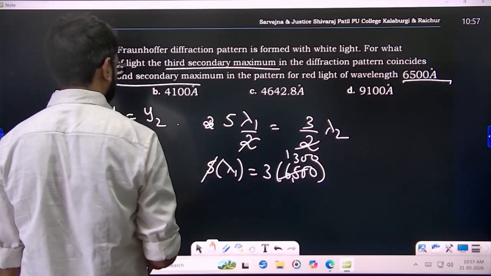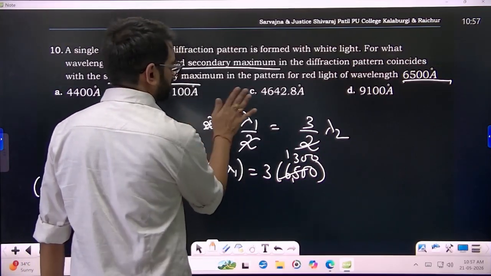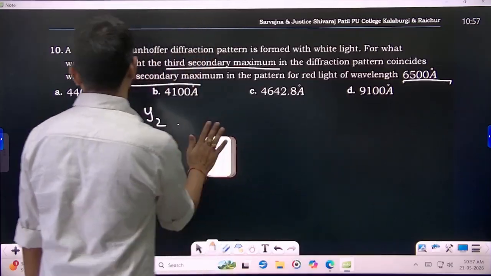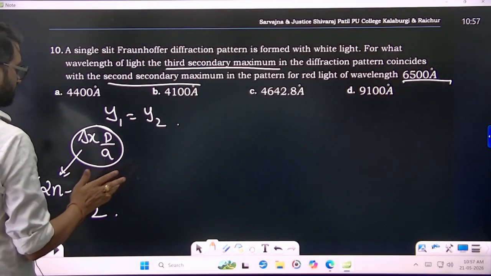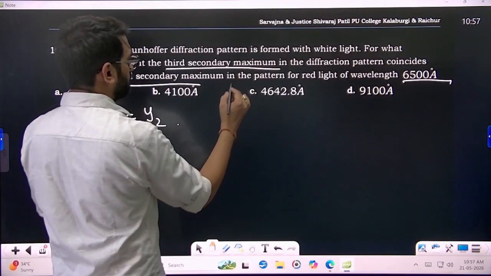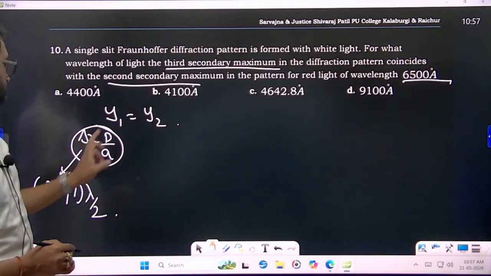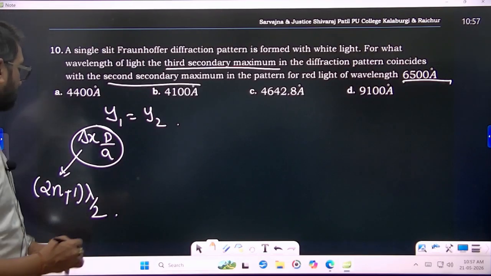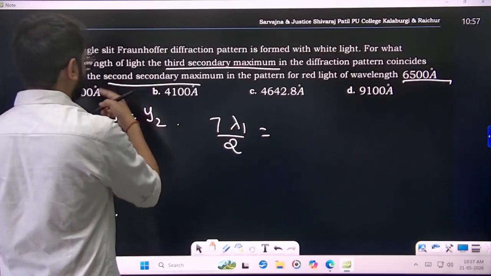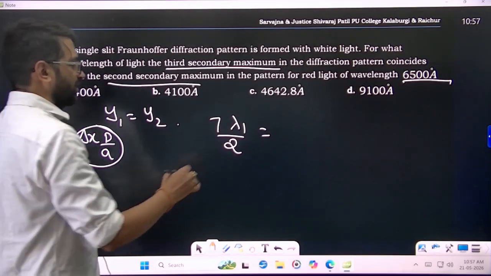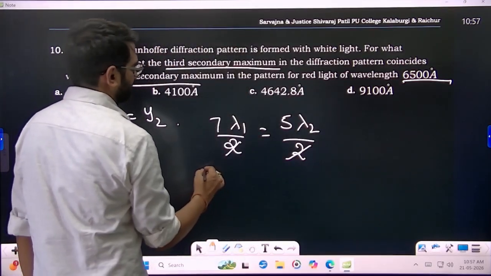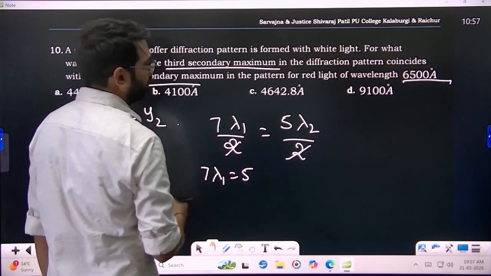So this would be somewhere 39. 39 isn't there. Somewhere something is missing over here. Let me check once. The condition, yes, the condition is delta x is 2n plus 1, right? So for maximum, first one is 2n plus 1, third, 2 into 3, 6 plus 1, 7 lambda 1 by 2 is equal to, this is secondary, 2 into 2, 4 plus 1, 5 lambda 2 divided by 2. This gets cancelled. 7 into lambda 1 is equal to 5 into lambda 2.